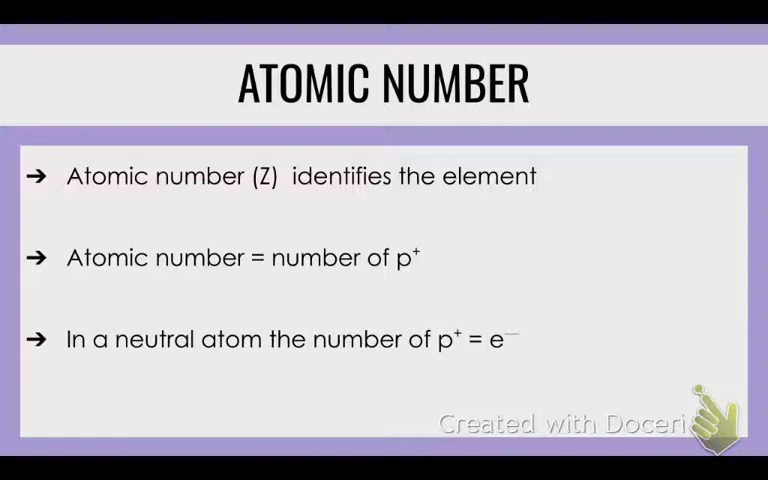As I mentioned when we looked at the periodic table, I mentioned the atomic number, and the atomic number identifies the element. Every element has a different atomic number, and we designate the atomic number by the capital letter Z. The atomic number also equals the number of protons. Every element has a different number of protons. And in a neutral atom, the number of protons equal the number of electrons.